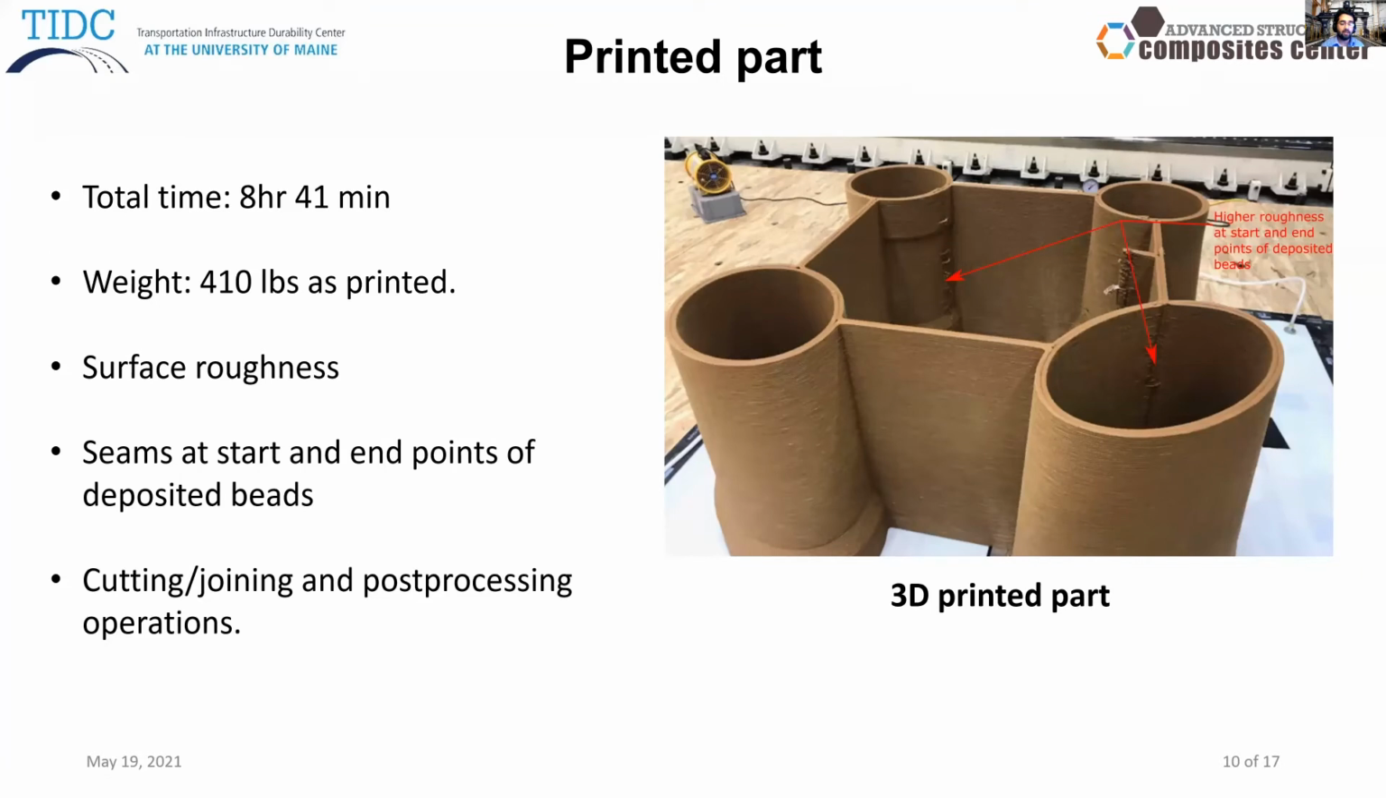So the total printing time for this part was 8 hours and 41 minutes. The weight of the part was 410 pounds as printed. The surface roughness was considered acceptable, except at the seams. The seams are the start and end points of the extrusion path. Cutting and joining operations were carried out as post-processing operations.